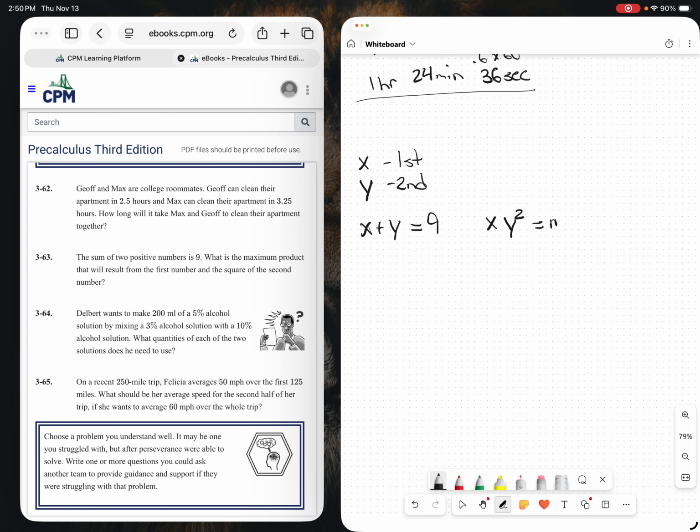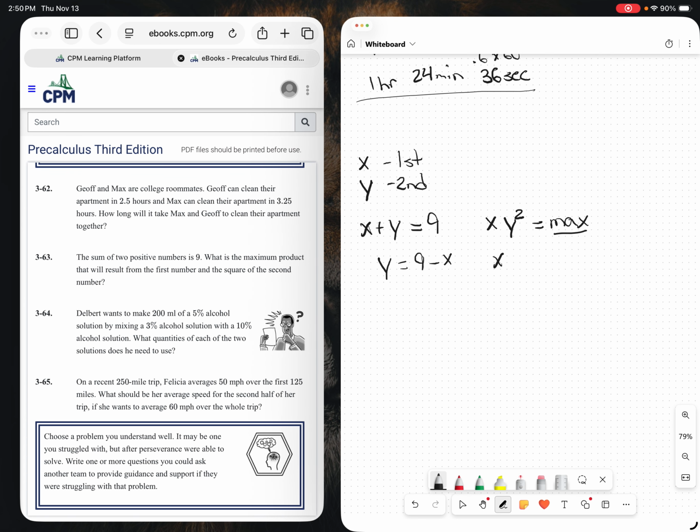And we want to find the maximum. Okay? So that's key here. So the first thing we need to do is get to one variable, one equation, so we can solve this. Okay? And so how do we do that, right? Well, let's just solve for y. So y equals 9 minus x, right? And we're going to plug that in over here.